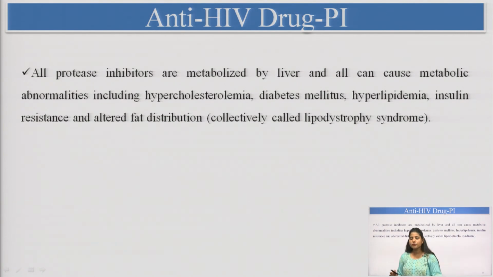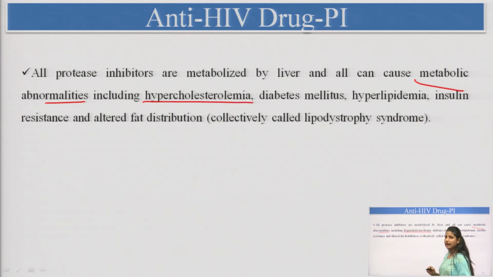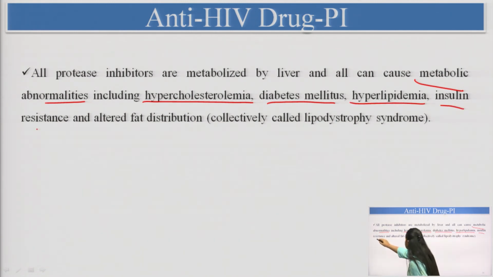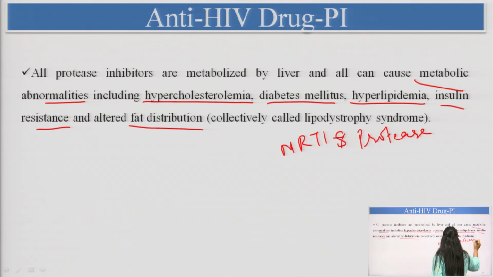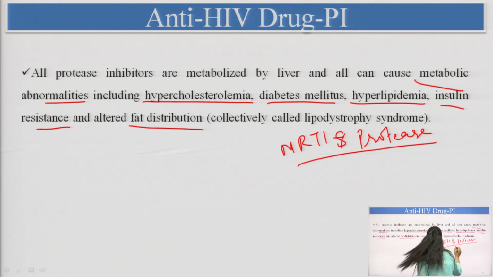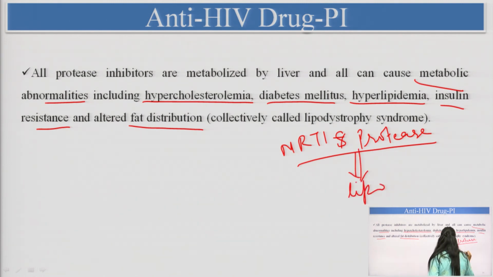Now, all of the protease inhibitors have the same type of side effects as the NRTIs. They are also causing metabolic abnormalities. Cholesterol levels will be high, glucose metabolism will not be proper. So, diabetes mellitus, high lipid levels, insulin resistance, and altered fat distribution. So, lipodystrophy is seen with protease inhibitors also. NRTIs and protease inhibitors both have the same type of adverse effect, causing lipodystrophy syndrome.